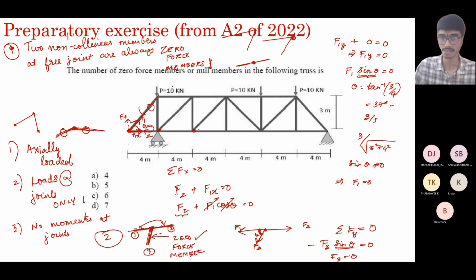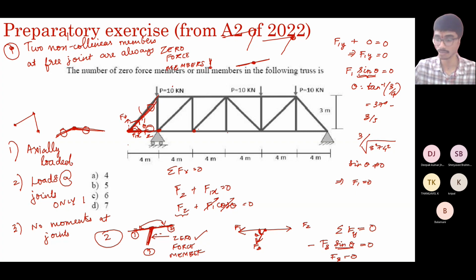If you have three members with two of them collinear and the other one not collinear, and the joint should neither be supported nor loaded, under these conditions, the non-collinear member will be a zero force member. So using these two rules, you can identify how many of these are zero force members. As I said, this one and this one are already zero force members because this joint is not loaded and they are not collinear.